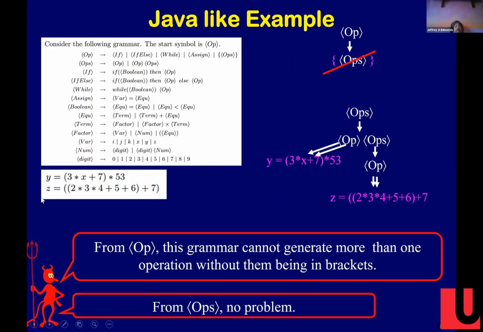So if I asked, can you build me a parse tree for this from this grammar? The answer is no, because if I start from op, how do I get more than one? How do I get an ops? All I can get is ops with brackets in them.